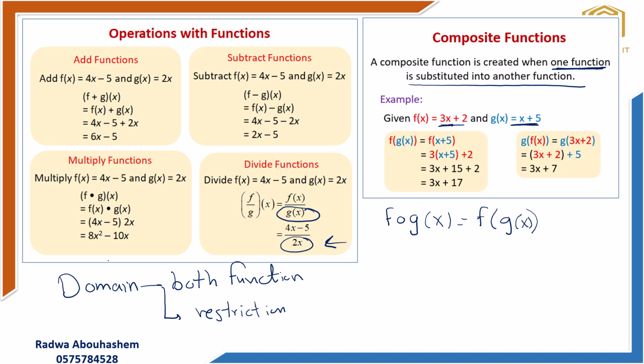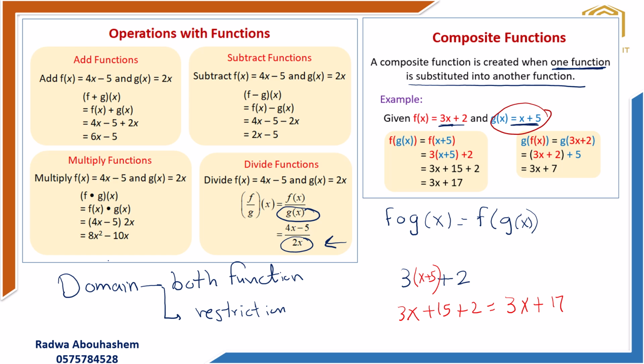So he asked me to start with what? With the f. Where is the f? It is 3x plus 2. I need to substitute what? The g of x. So instead of this x, I'm going to put all of the g. So let me erase the x now. It's x plus 5. So 3 times x gives me 3x, 3 times 5 is 15, plus 2. So 3x plus 17.